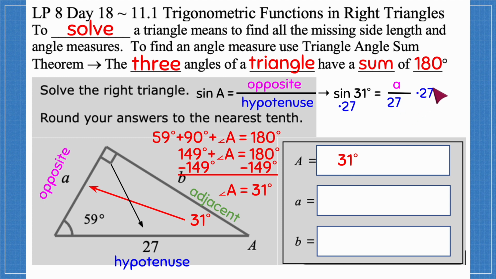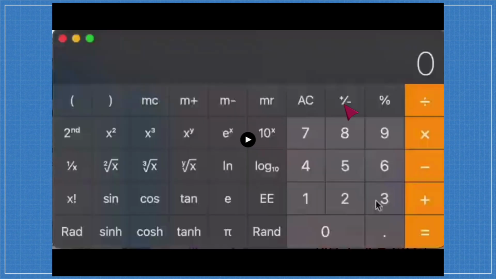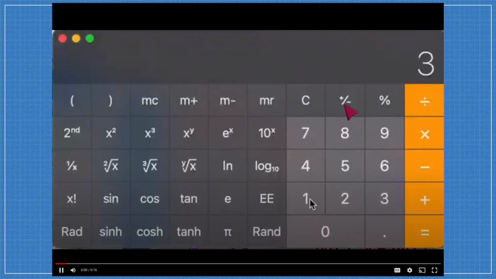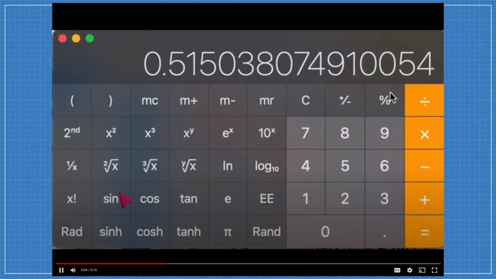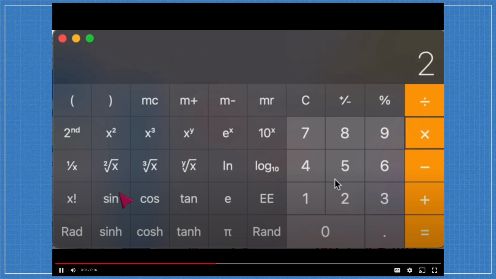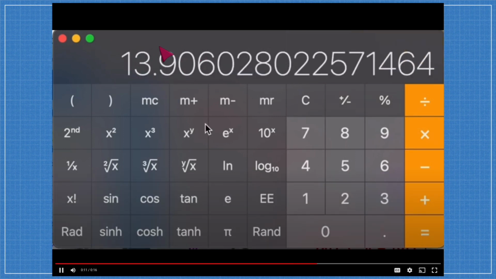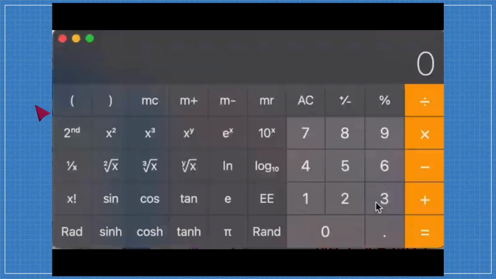So now I'm going to multiply by 27 on both sides because I don't want that 27 underneath. So the 27s are going to cancel, and I'm going to have sine of 31 degrees times 27. So now I'm going to show you on the calculator really quick. So I type in my 31 and I hit sine. Some calculators you have to type in sine first and some you type it in second. And then I'm going to multiply by 27 and hit equals. And there we go. That is the side a that I was looking for there.